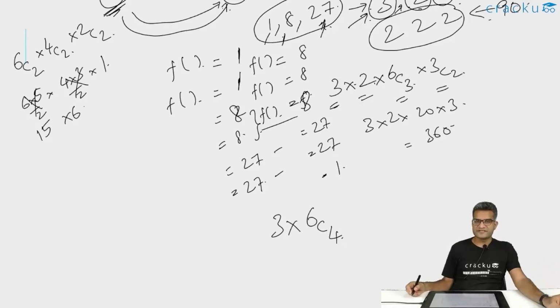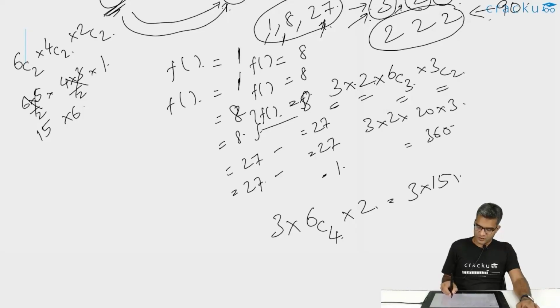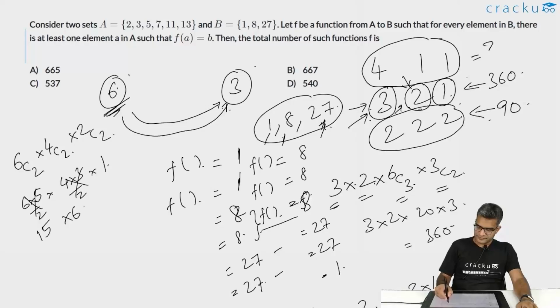You are left with 2 elements in A and you are left with 2 elements in B. The matching can be done in 2 ways. So now this will be equal to 3 into 15 into 2, which is equal to 90. So the total number will be 90 plus 360 plus 90, which is 540.